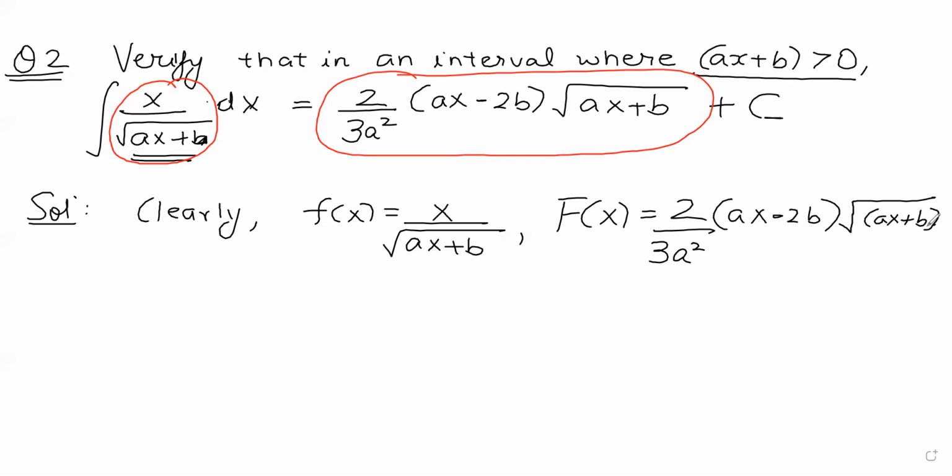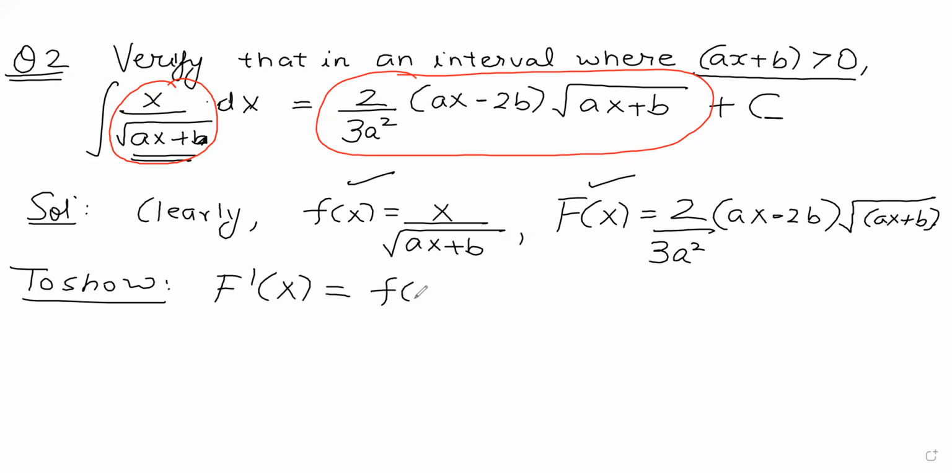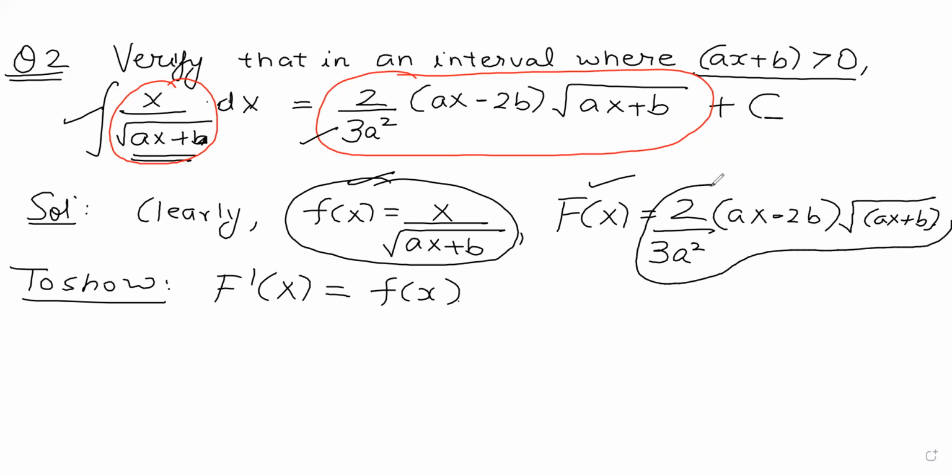Now I need to verify. So guys, how can I verify this? We can show that if I differentiate capital F of X, I should get back small f of X. If I am able to show this, it means I am able to show that the integral of this is equal to this. So this is my small f of X from the question. This is my capital F of X given in the question. I just have to differentiate capital F of X and show it to be equal to small f of X.